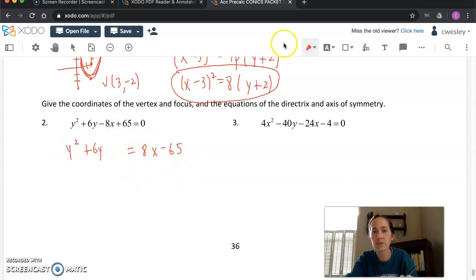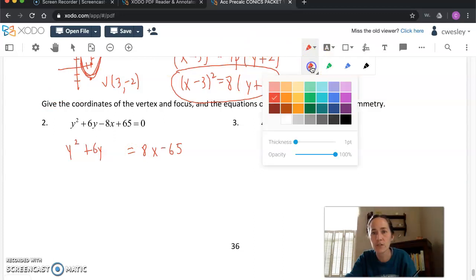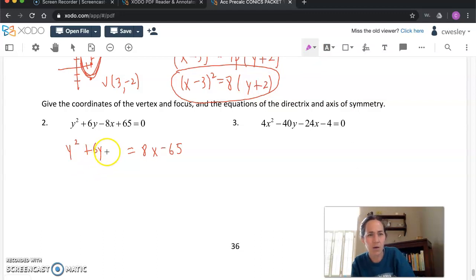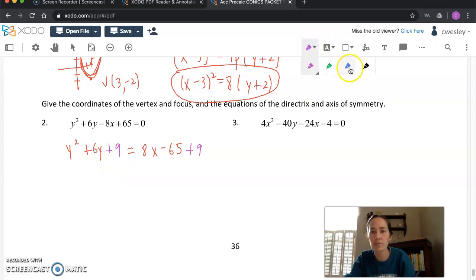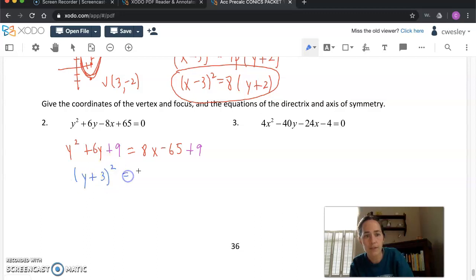Now it's time to complete the square. I want to add half of b squared to both sides. So half of 6 squared, I want to add a 9, and I'll add a plain old 9 since I wasn't really multiplying by anything else out front. Now we can factor. So let's factor the left side, y plus 3, y plus 3. And the right side starts off as 8x minus 65, we'll say plus 9. So just add those up, you get minus 56.